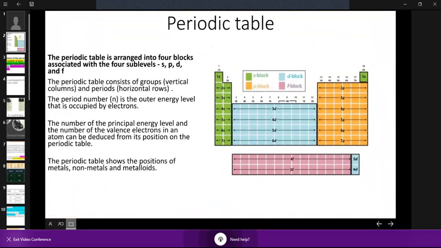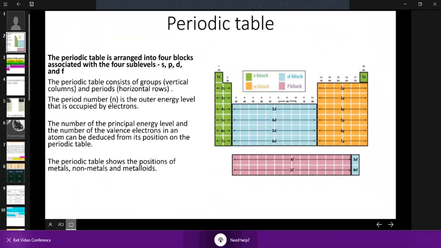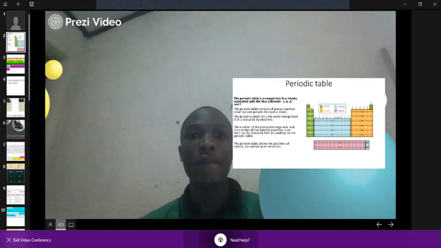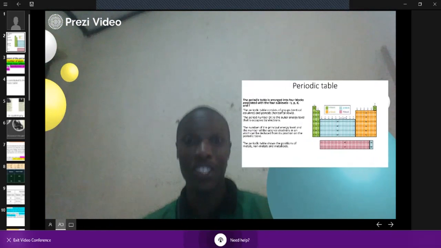Then also you need to know that a periodic table is made up of columns and rows. The columns which we call the groups, and the rows which we call the periods. That one you need to know. When you talk of a group, from top to bottom, that is a group. Then from left to right, that is a period. The other thing that you need to know is that a periodic table shows the position of metals, non-metals, and metalloids.